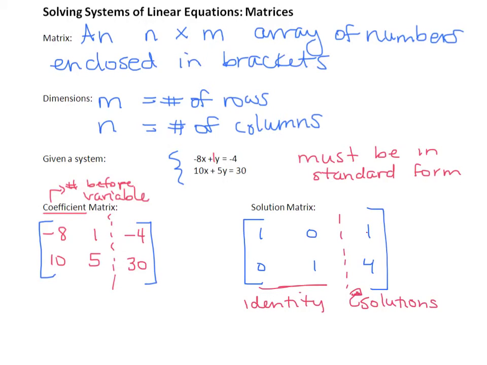What this tells me is that when I have 1 x's and 0 y's, I get 1, and when I have 0 x's and 1 y, I get 4, which means that x equals 1 and y equals 4, so my final answer as a coordinate point is 1, 4.